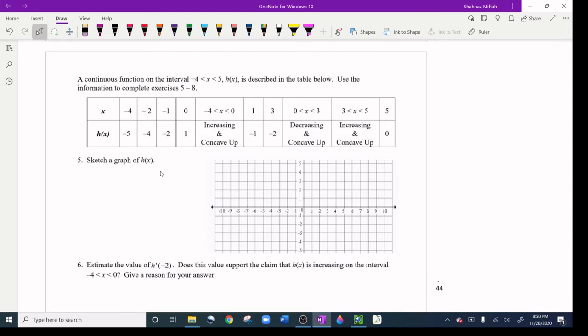So -4 and -5. This is -4. That's -5. Then I got -2 and -4, -1 and -2, 0 and 1. So I'm connecting the dots.